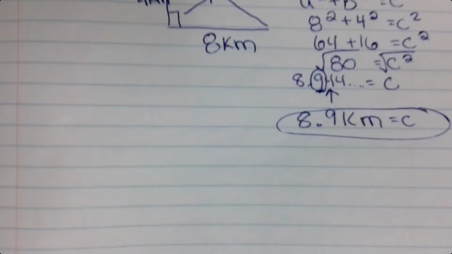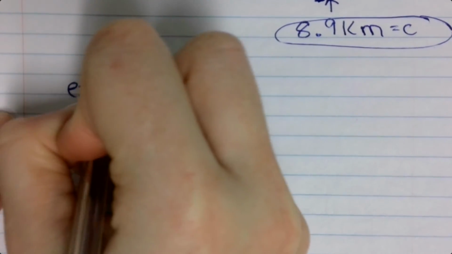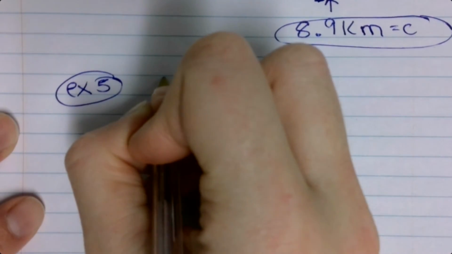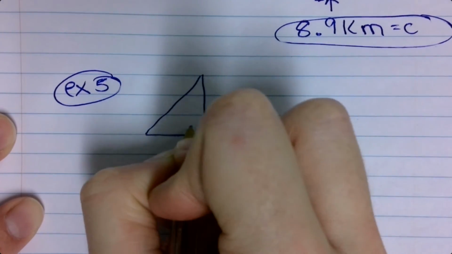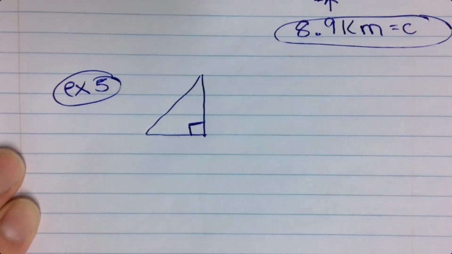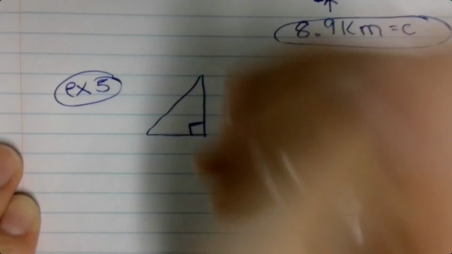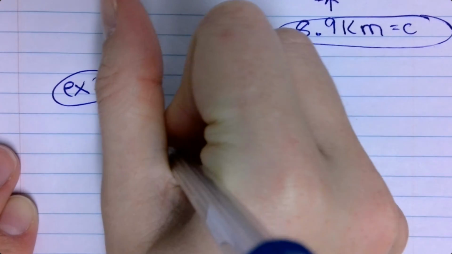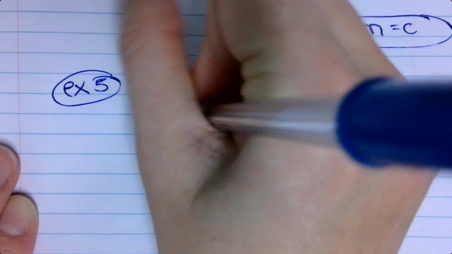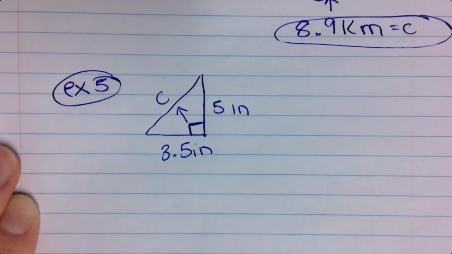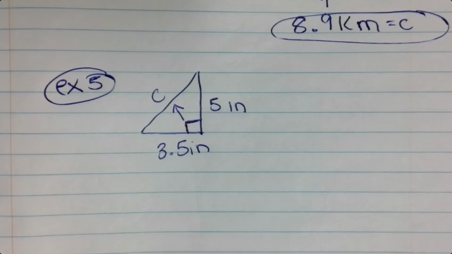All right? Let's do one more. I'm going to have you do this one. Ready? Let's do a backwards L. That way you kind of get used to seeing these right triangles in different places in different ways. So up and down is going to be 5 inches. Left to right is going to be 3.5 inches. And C is going to be across here. Pause the video.